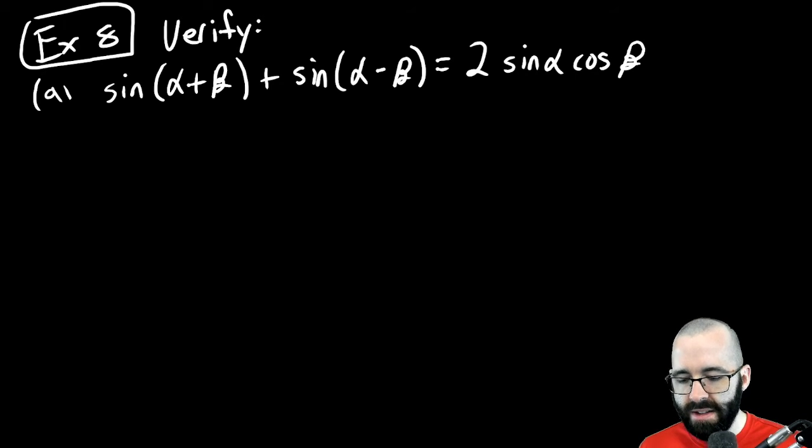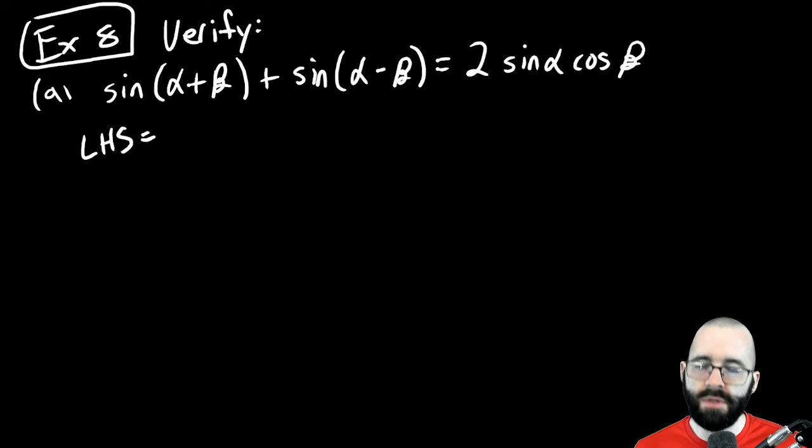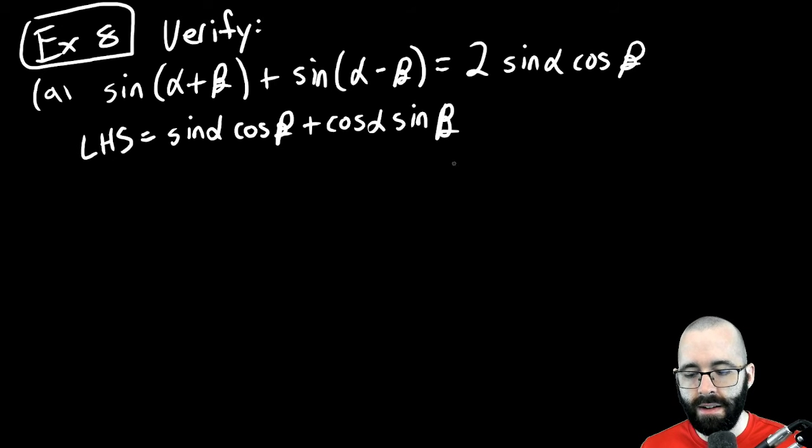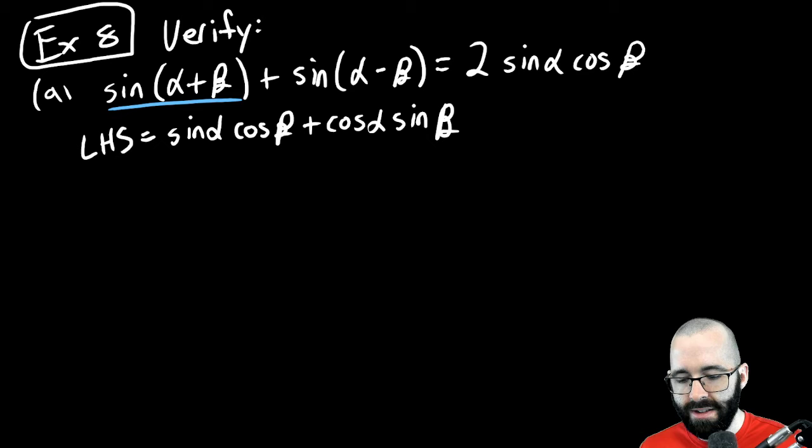So we'll start with the messier side. In this case, it's going to be the left side. There's more we can do with the left side. Specifically, the left side has alphas plus betas. And we know what we can do with that. We know what the sine of alpha plus beta is. That's a formula. It's going to be the sine of the first, cosine of the second, plus the cosine of the first times the sine of the second. So that's just this part.